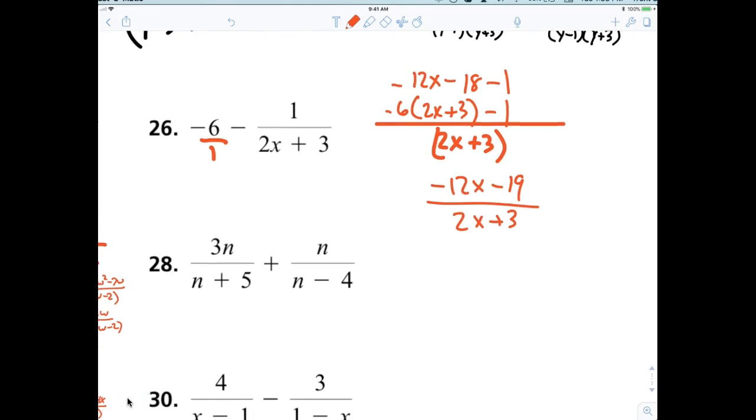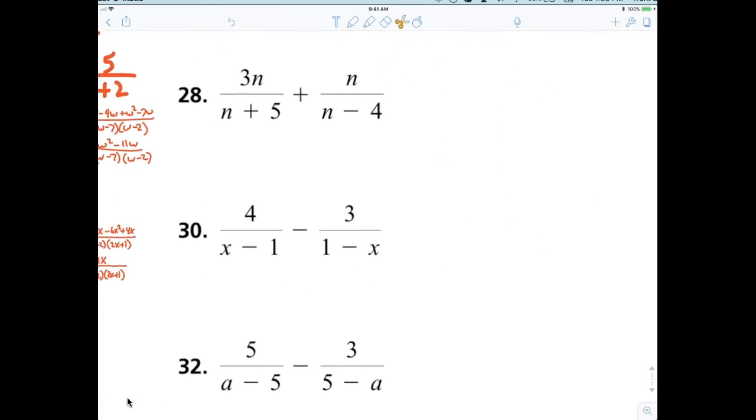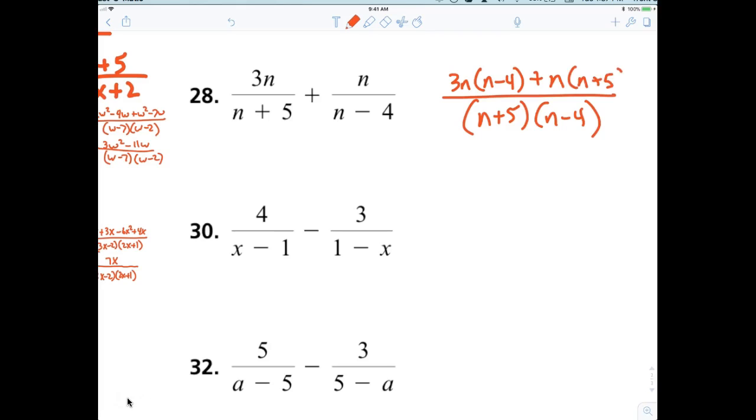All right. So here we go. Another better example of how you can work quickly. All right, please, everybody listen to me on 28. The common denominator is what? n squared minus... What? n plus 5, n minus 4. Thank you. n plus 5, n minus 4. All right, now what do I have to multiply the first fraction by? n minus 4. So it would be 3n times parentheses n minus 4, plus n. What do I multiply the second parentheses by? n plus 5.